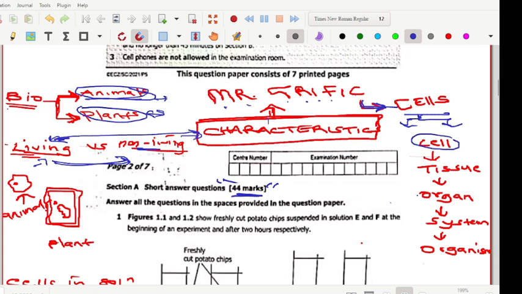Then from there you need to understand that a cell is a basic unit of the living thing. That's where a living thing starts from. Then when these cells, let's say 5, 7, 8, 10, group themselves, they are called a tissue. Those are just cells.